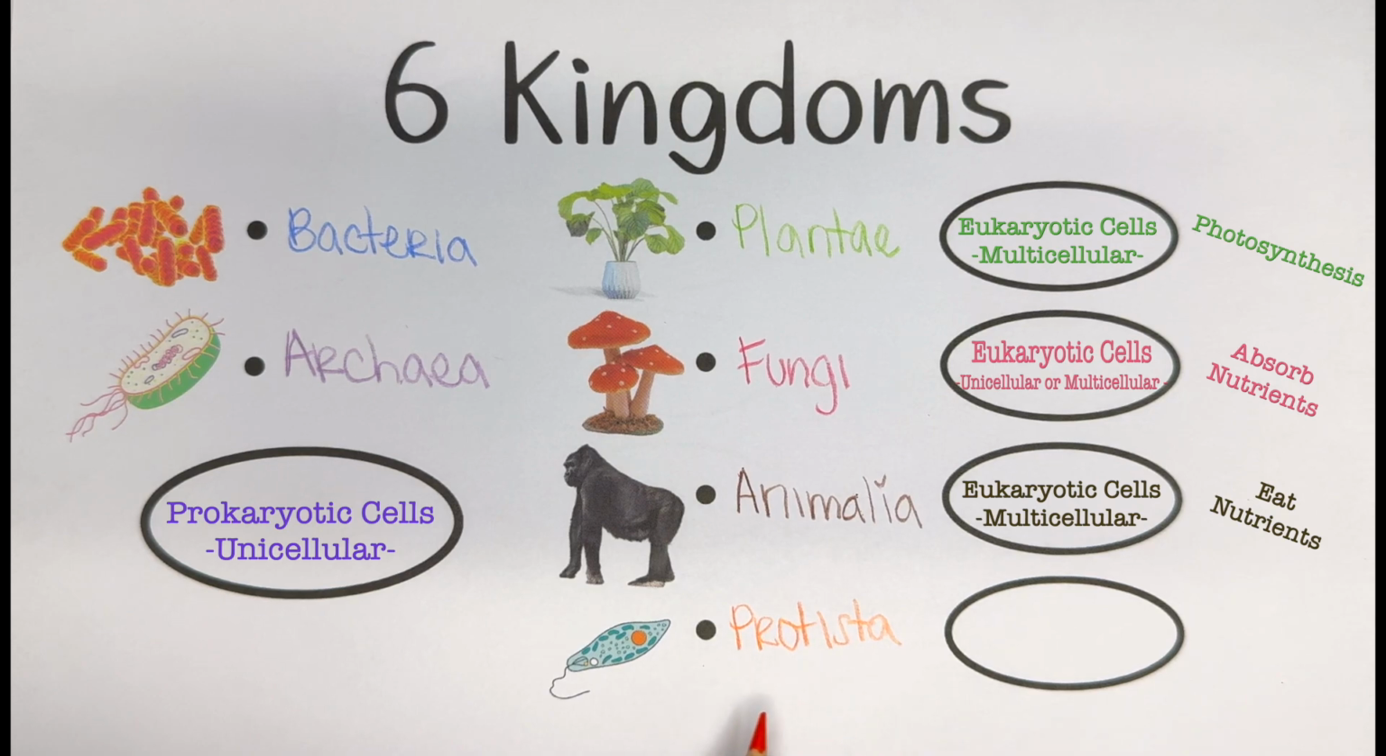Lastly, for the kingdom protista, it's going to consist of unicellular organisms. They're more than likely going to be found in aqueous or water environments. Good examples of some protists can be amoebas, seaweeds, slime molds, and they all have different ways of getting their energy.